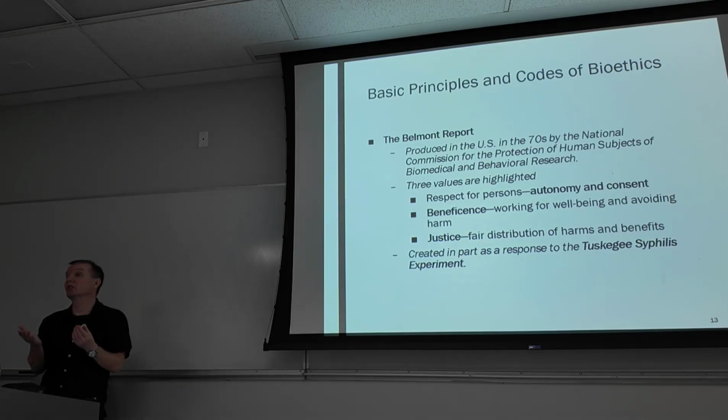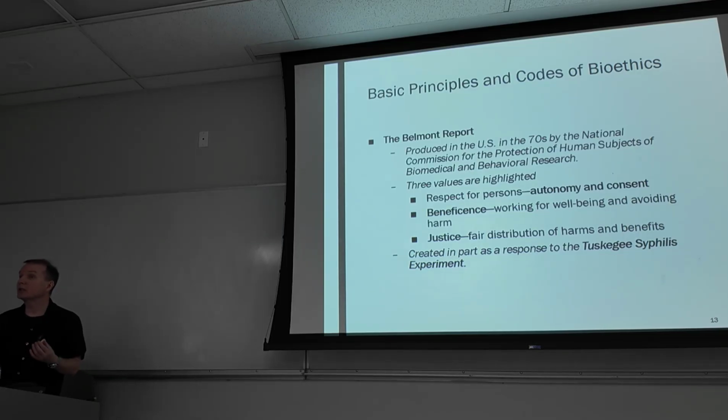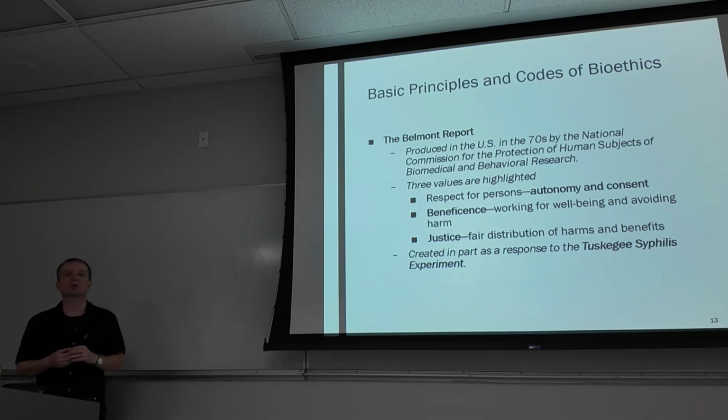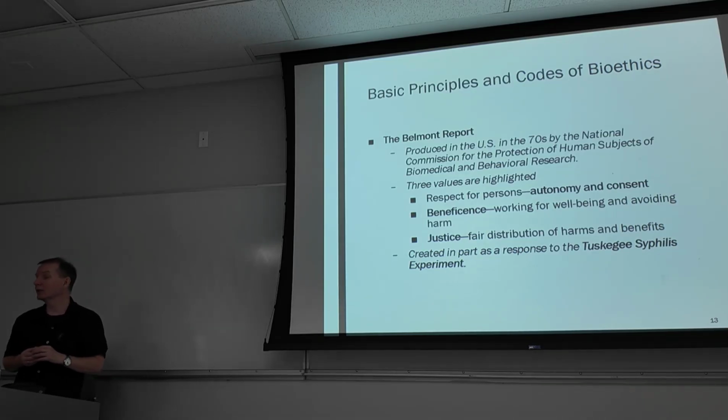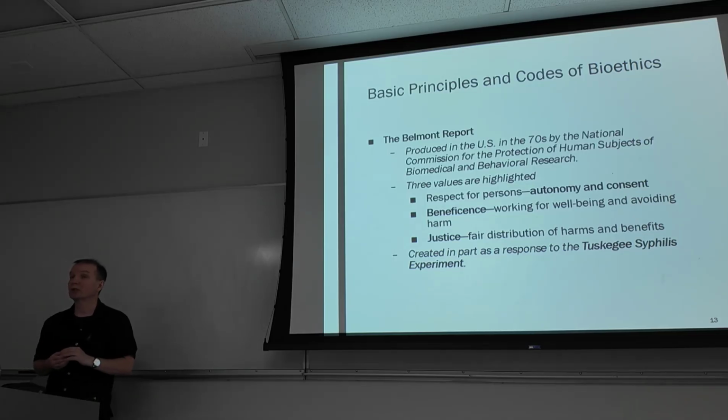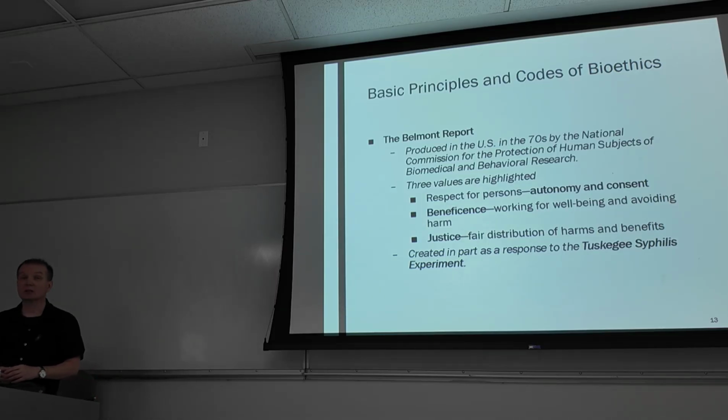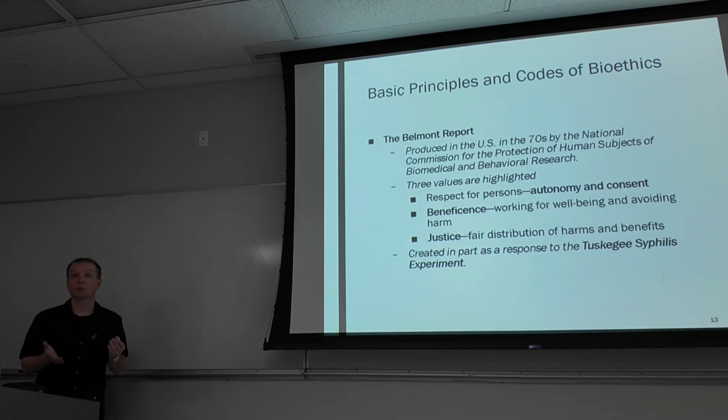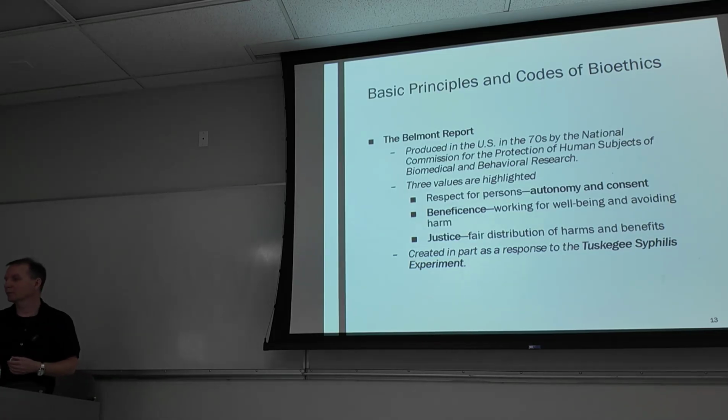It's a self-governing body which should be given a choice, given a possibility to decide whether or not they will agree to a particular treatment or experiment or observation or anything that is. Beneficence, we'll talk about it more today. So working for the well-being and avoiding harm. Whatever is done should be done for the benefit of the person. And justice, fair distribution of harms and benefits. That immediately comes up with healthcare, especially in this country.